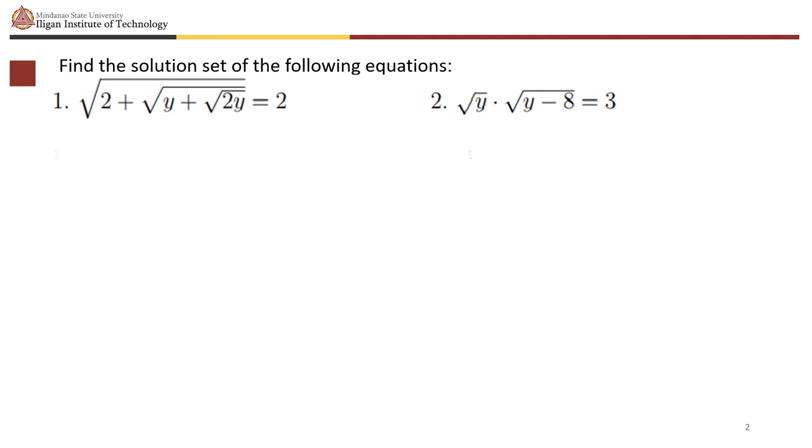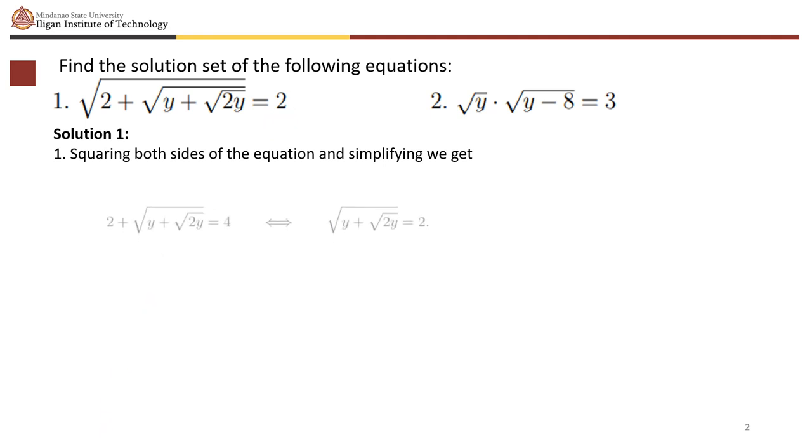Now, to solve for the first equation there, we need to square both sides of the equation and simplify. When you do that, we square both sides. This will give us 2 plus square root of y plus square root of 2y. When you square 2, you come up with 4. So we have the following.